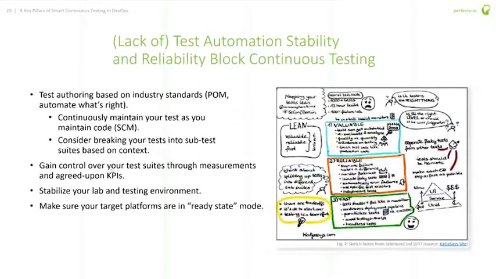Lastly, on the test automation stability, I think I mentioned in the codeless piece that when you match codeless to the right personas, codeless with machine learning allows you to have a better maintenance of your test scripts. You need to follow best practices, like a page object model. Treat test automation code as test code, as production code. Stabilize your lab and make sure that you have your platform in a ready state mode before starting the execution.